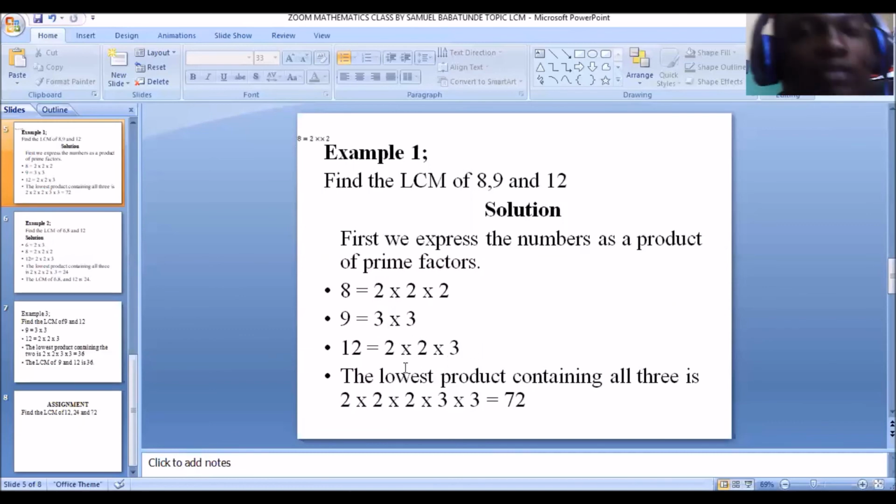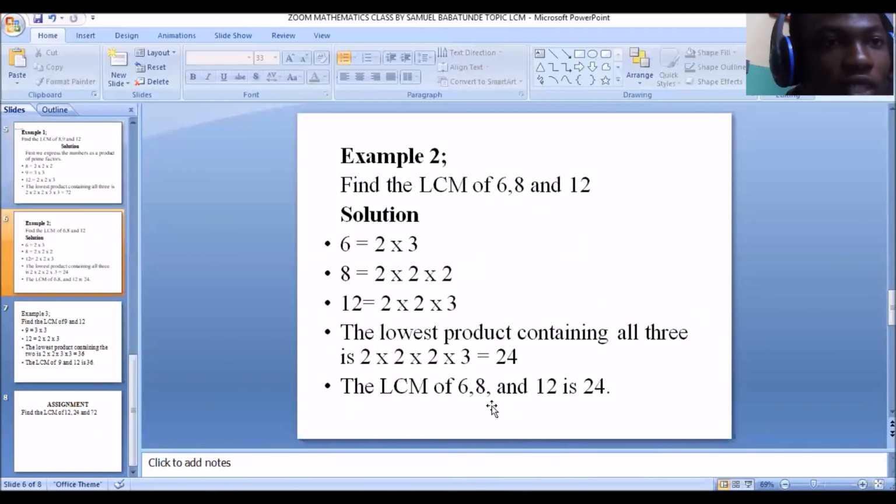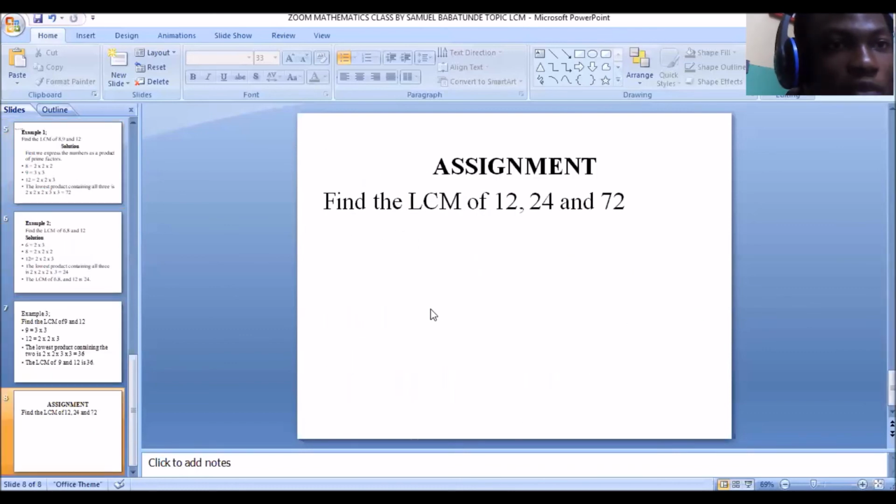So you have to put it so that you can carry all of them because you're picking all the prime factors. You're picking all of them. So now the lowest product I say will contain what? 2 times 2 times 2 times 3 times 3. And you have what? 72. Same approach applied here and same approach applied here.